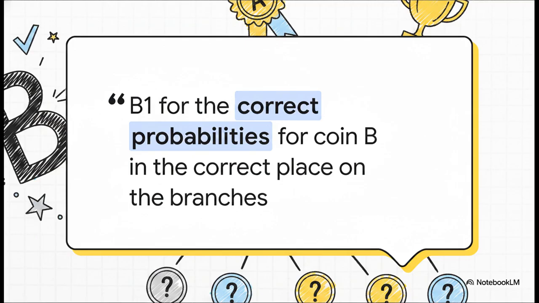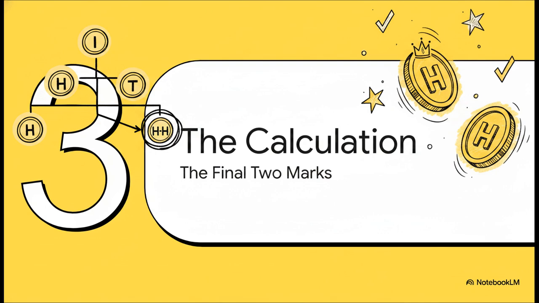See how this works? All right, let's pivot to part B and see how we can use this completed diagram to our advantage. Now we have to actually calculate something. The question wants the probability that both coins land on heads. This is where we earn our last 2 marks.